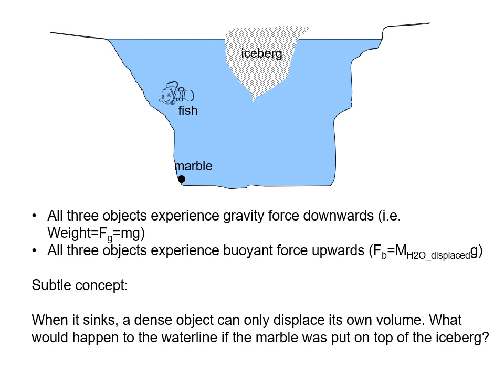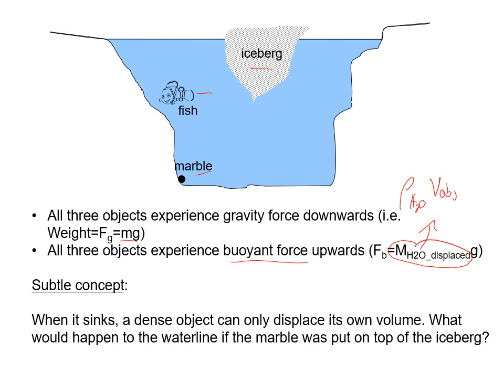Okay, all three objects experience a gravitational force downwards. In other words, their actual weight is equal to the force of gravity, which is equal to m times g, and they all experience a buoyant force upwards. Okay, so the buoyant force is the mass of the water that is displaced, which is equal to the density of the fluid times the volume of the object. Okay, so that's equal to the mass of water.